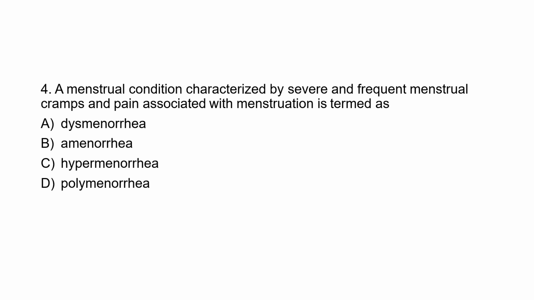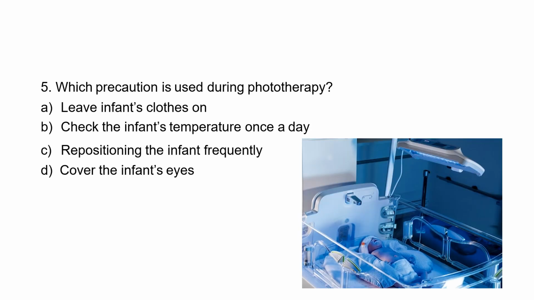Fourth question, a menstrual condition characterized by severe and frequent menstrual cramps and pain associated with menstruation. Okay, so here they are asking about severe and frequent menstrual cramps and pain. The options are dysmenorrhea, amenorrhea, hypermenorrhea and polymenorrhea. So among these, the right option is dysmenorrhea, A.